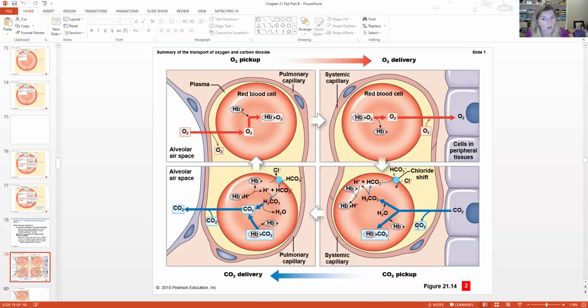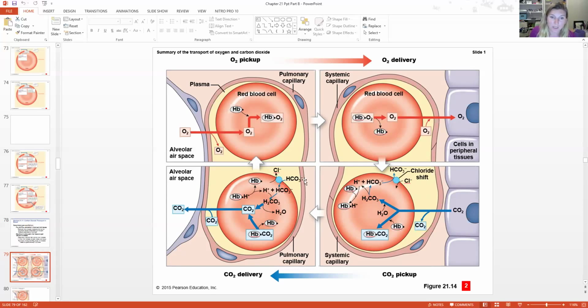Some of it's going to dissolve in the blood. Some of it's going to attach to hemoglobin, form carbamine hemoglobin. Some of it's going to be converted into carbonic acid, which will dissociate, release a bicarbonate ion into the blood solution, and hemoglobin will capture that extra hydrogen ion. At the lungs, the reverse is going to happen. All of these reactions are reversible.